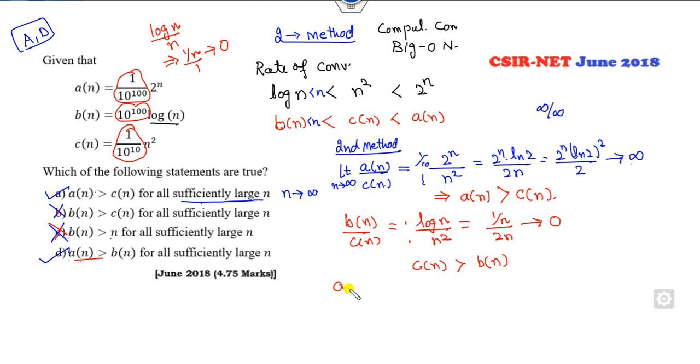Similarly a_n over b_n, a_n is 2 raised to the power n and b_n is log n. So applying L'Hopital, it becomes 2^n ln 2 times n over 1, so it goes to infinity. So definitely the right answer is A and D.